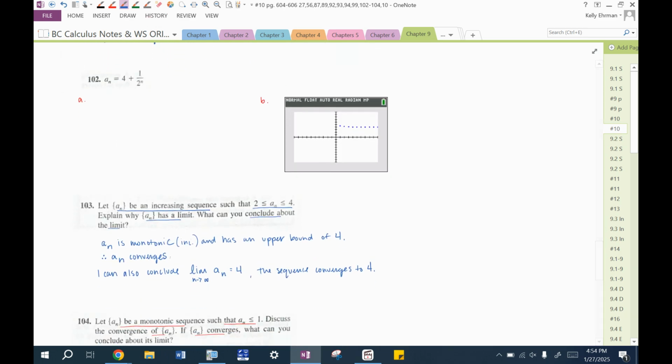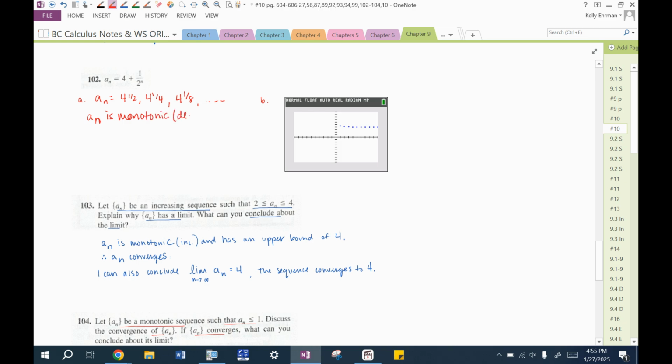Okay, for 102, same idea. I'm going to list out some terms first. If I plug in 1, I get 4 plus 1/2, which is 4.5. If I plug in 2, I get 4 plus 1/4, which is 4 1/4. If I plug in 3, I'll get 4 1/8, etc. So that's enough to tell me that A sub n is monotonic.